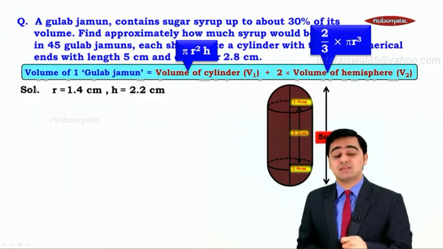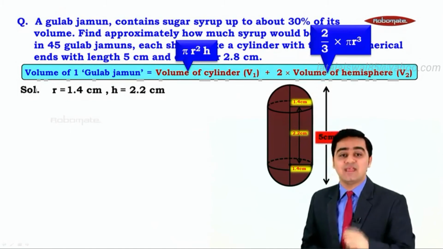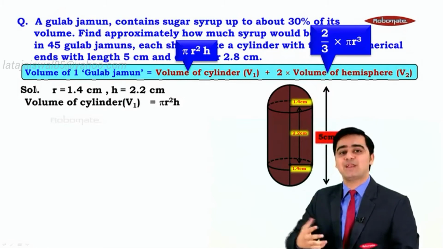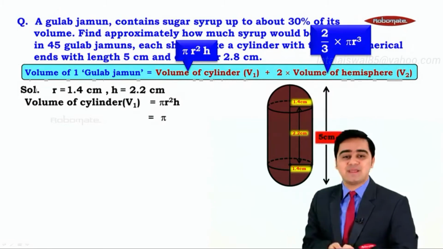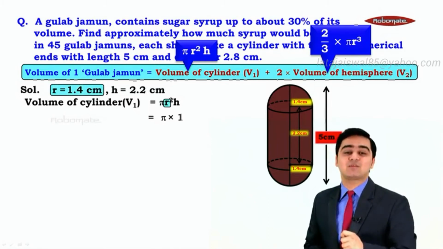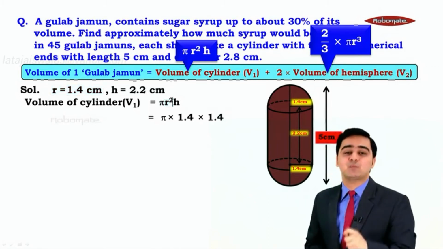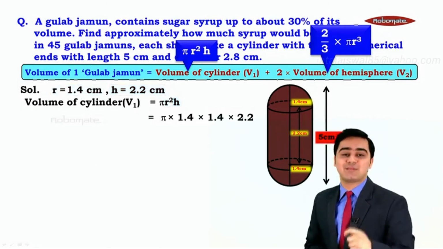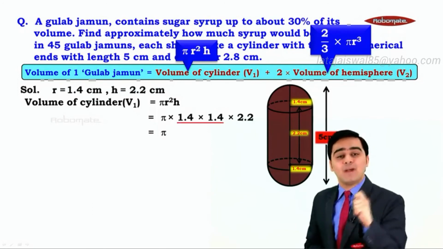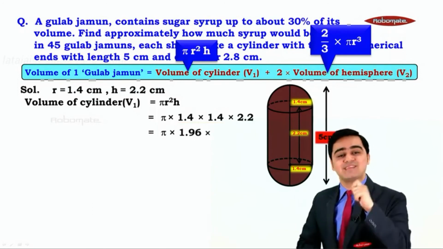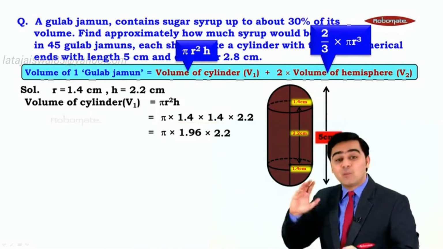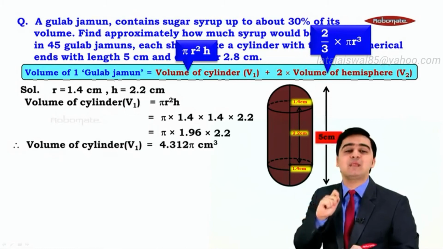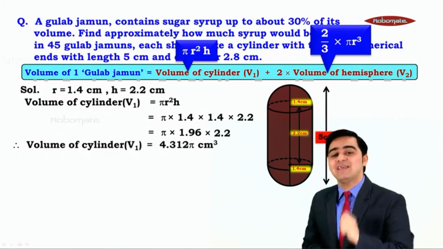Now, let's focus on the calculations. First, we can calculate volume of the cylinder. The formula is pi r square h. Let us substitute the values. In place of pi, we'll write pi. We know that the radius of the cylinder is 1.4. So, we'll write 1.4 into 1.4. We know that the height of the cylinder, yes, it is 2.2. The next step is, 1.4 into 1.4 is 1.96 into we have 2.2. Now, 1.96 into 2.2 into pi is equal to 4.312 pi, which is the volume of the cylinder now.